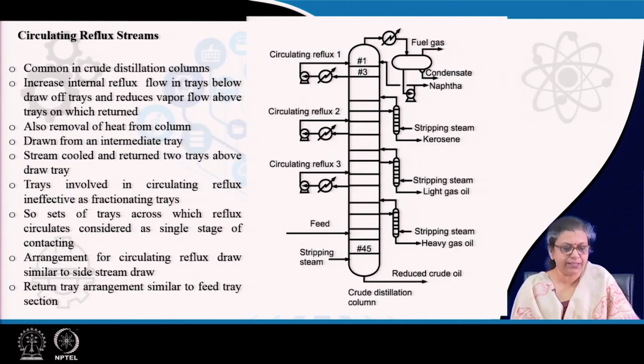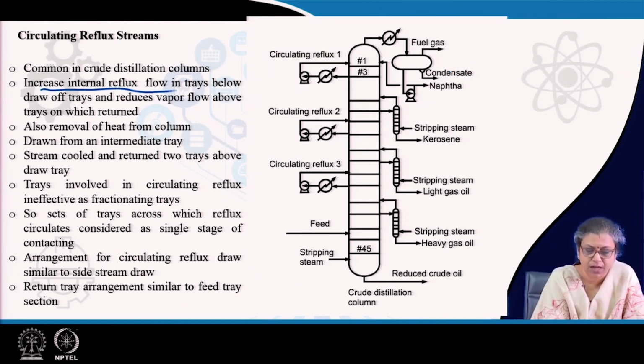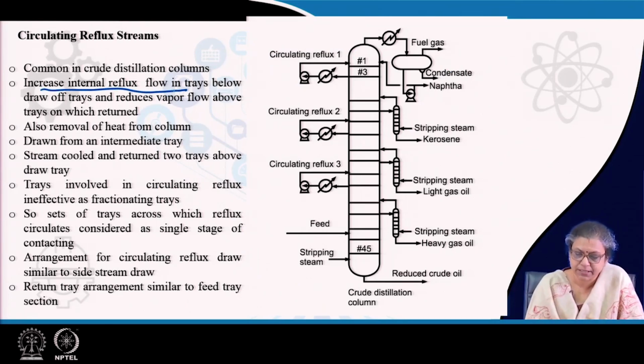So, quite frequently we find that if you have to increase the internal reflux flow from the draw off trays to the trays below, and to reduce the vapor flow above the tray on which it is returned, we use something known as the circulating reflux streams. It also removes heat from the column. This is very common in crude distillation columns.